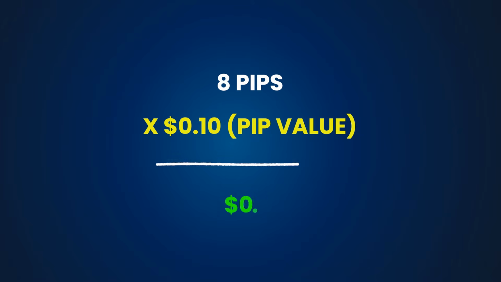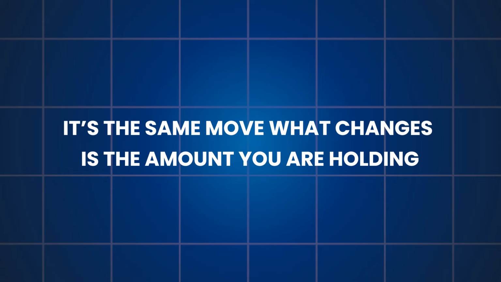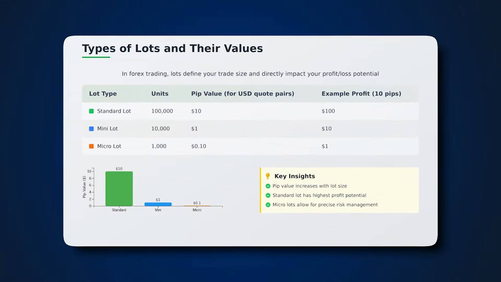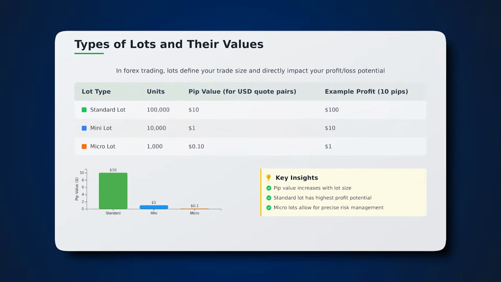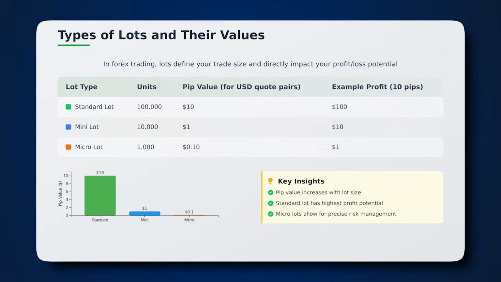And likewise, if you were holding a micro lot, you would only have made 80 cents rather than the $8 for a mini lot or the $80 for a full standard lot. It's the same move, but just the difference is the amount you are holding. So that's how you measure the amount you're holding. You've got standard lot, mini lot, micro lot. Very important to remember this when you're trading.